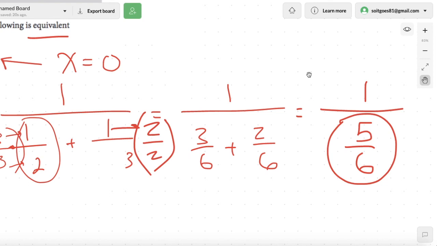So we're going to multiply 1 by the reciprocal of 5 over 6. Reciprocal means flip the numerator and denominator. So that's the same as 1 times 6 over 5. I've flipped the numerator and denominator around. Does that make sense? Yes.